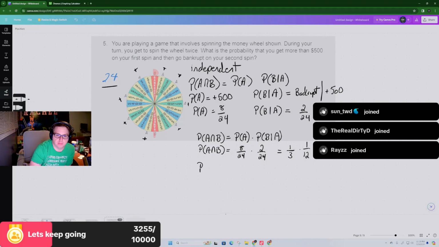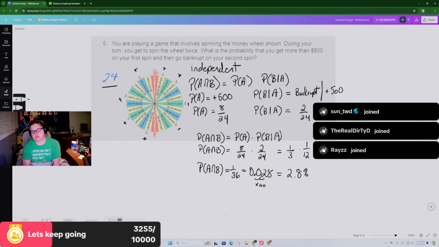So 0.28. Times it by 100. We're going to move it 2 spots, and we get 2.8%. All right. Well, this is independent and dependent probability. I hope you enjoyed our lesson.